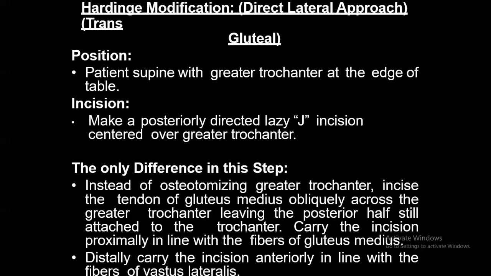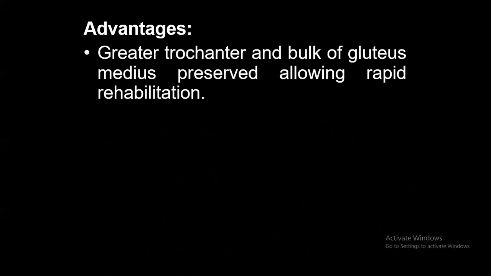In this approach, the anterior gluteus medius tendon is cut and the posterior gluteus medius tendon is still attached, carrying the incision proximally in line with the fibers of gluteus medius, and distally carrying the incision anteriorly in the line of the fibers of the vastus lateralis. Advantages of this approach: the greater trochanter and the bulk of the gluteus medius are preserved, allowing rapid rehabilitation.